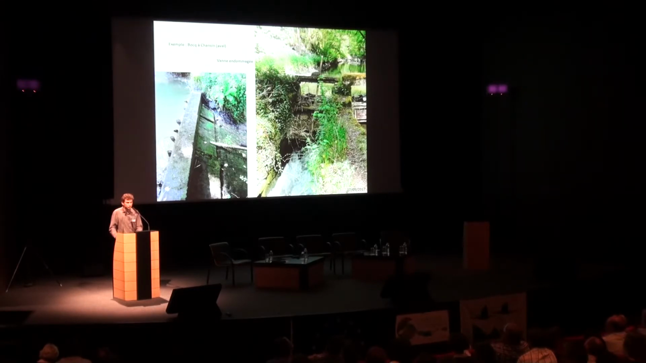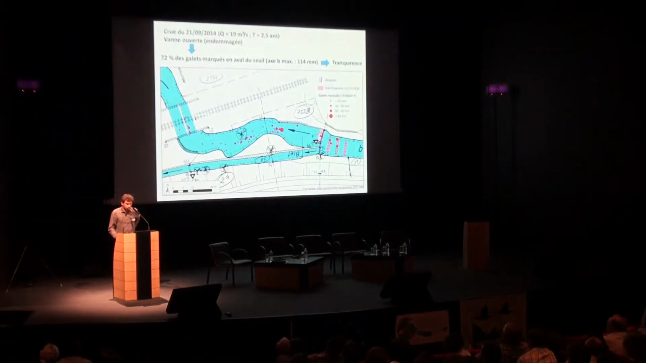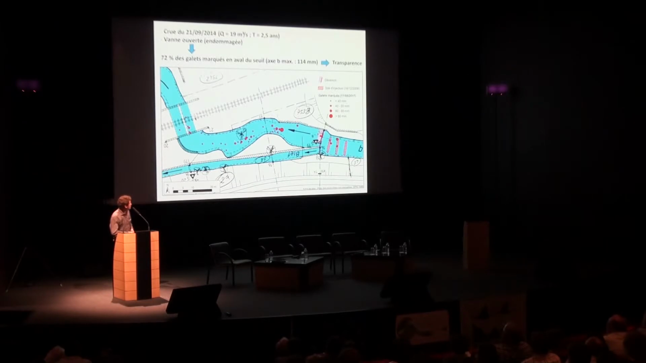So this is a picture after this significant flood. And we have a smaller flood analyzed on 21st of September 2014 with the bottom valve open. And we found 72% of the pebbles marked downstream of the dam. They mostly went through the bottom valve, which was open, but also through the crest, because we can find here at the spillway channel level some elements which couldn't go through the bottom valve.